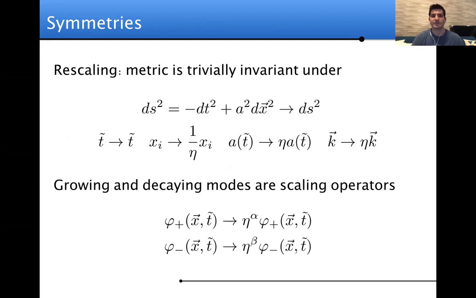So the first is the trivial scaling symmetry. This is true of any FRW. If you take the metric and write it in the usual FRW form and just rescale the coordinates and rescale the scale factor, you arrive at the same metric. Now, normally this doesn't act in any interesting way on the fields themselves, but because of this ansatz, now the phi plus and phi minus fields behave like scaling operators under the symmetry. And this is familiar from people who've studied the conformal invariant properties of correlators in de Sitter.